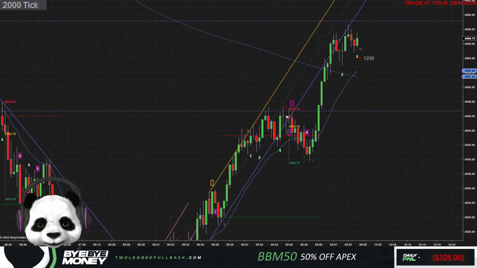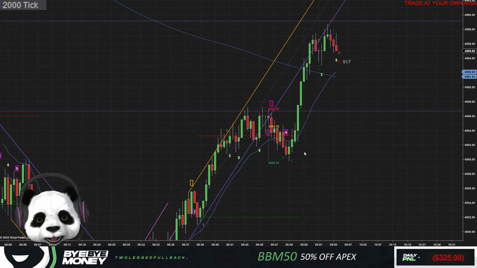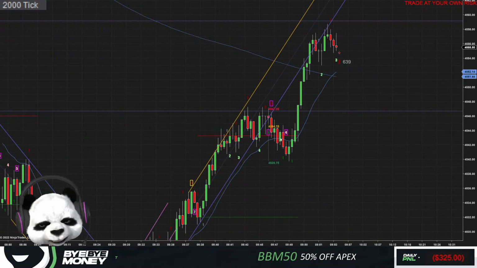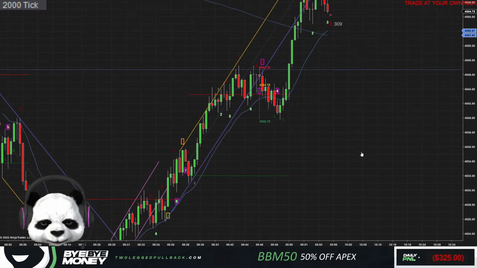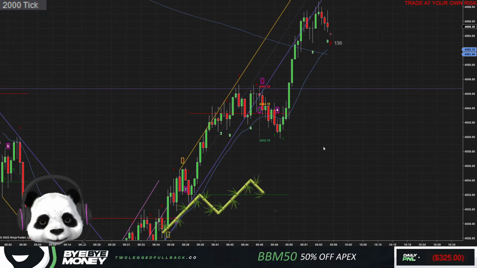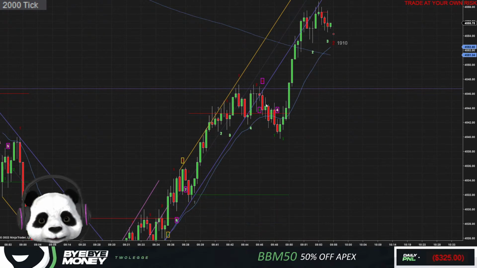Yeah, Cycle Clam's trying to figure out why that didn't work out. Some people don't like the inside bars. I don't mind trading inside bars, especially if it looks bullish like this. But yeah, it's a good question. Not sure why that didn't work out.